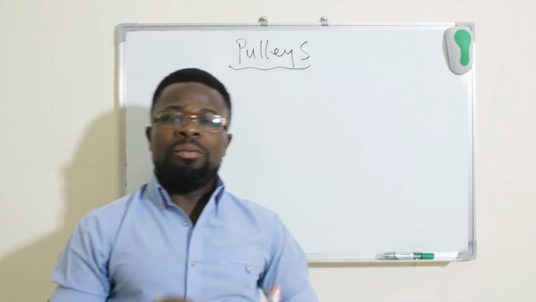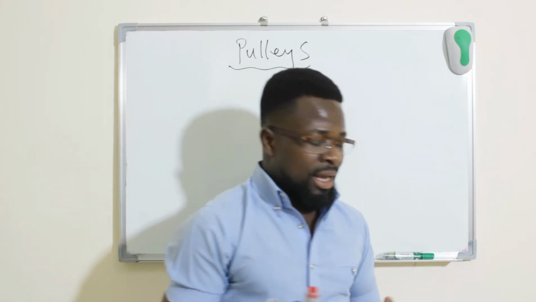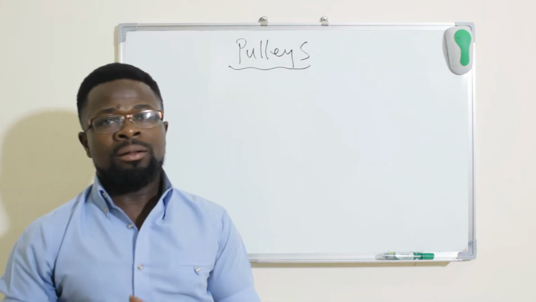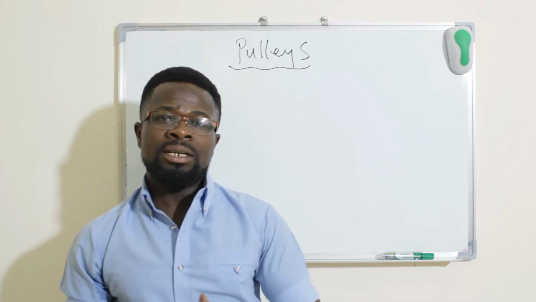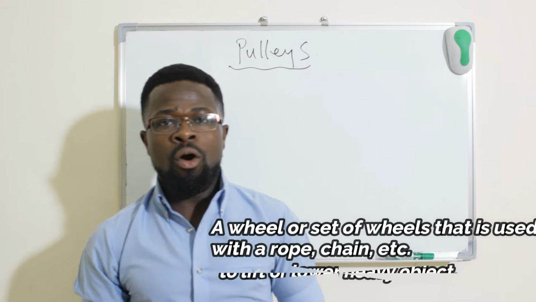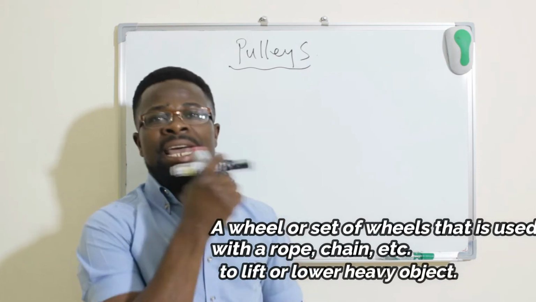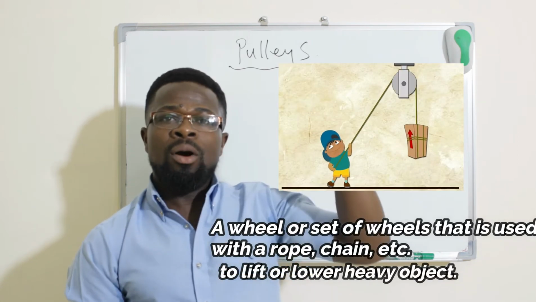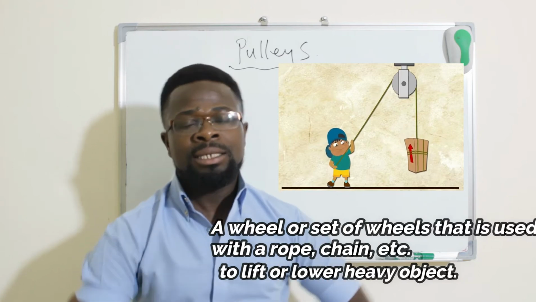Now let's look at what we mean by pulleys. A pulley is a wheel or a set of wheels that is used with a rope or a chain to lift a heavy object up or to lower a heavy object down.